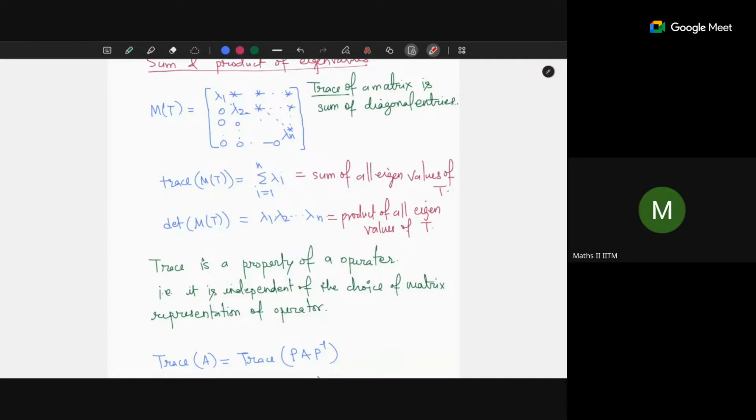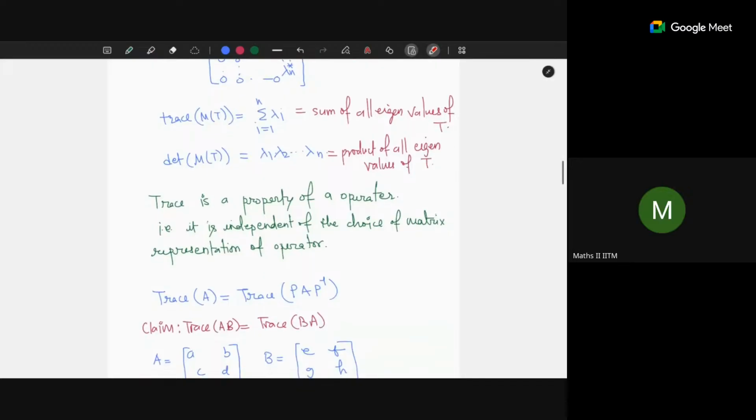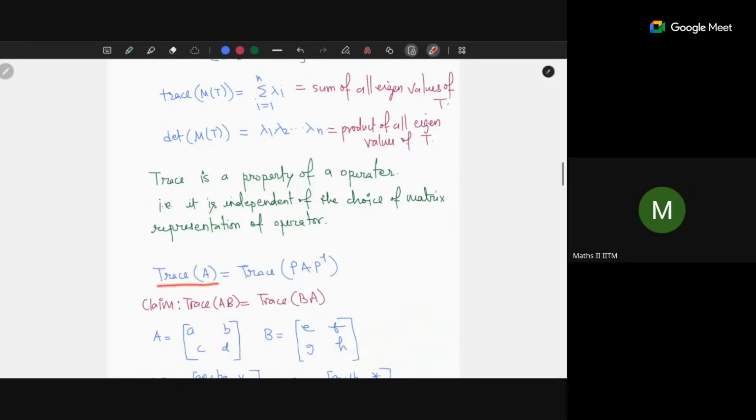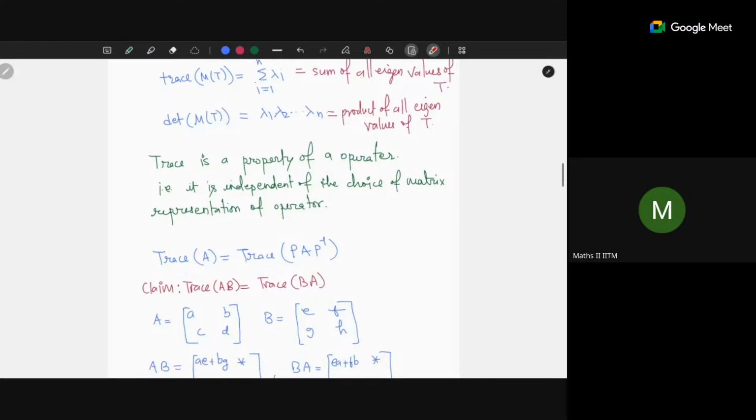When I say change of basis, that means I multiply by a P matrix and its inverse from the left, and I will get the other matrix. So what I need to prove is that trace of A should be equal to trace of PAP inverse, where P is the change of basis matrix.